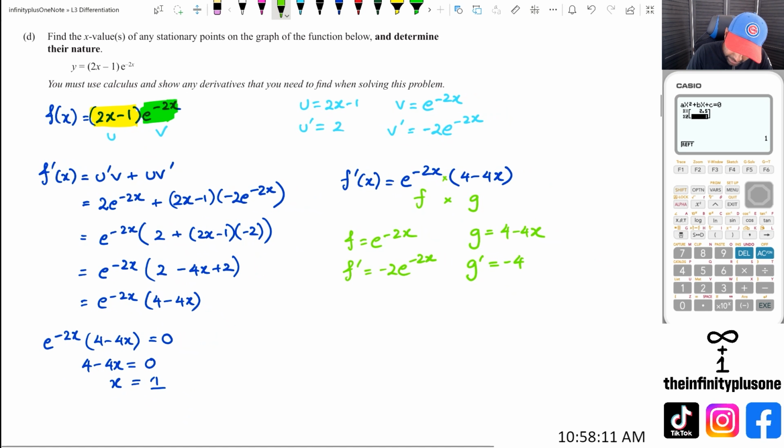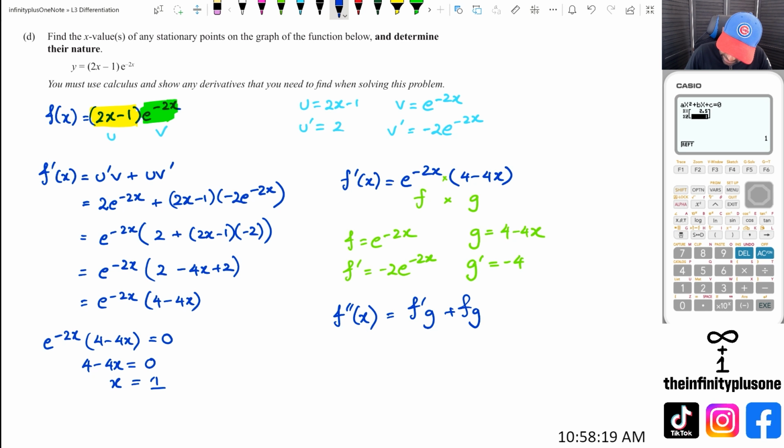So with that in mind, I now have to combine f double dash of x. So f double dash of x is going to be f dash g plus f g dash. So I'm going to get negative 2 e to the power of negative 2x multiplied by 4 minus 4x plus e to the power of negative 2x multiplied by negative 4.